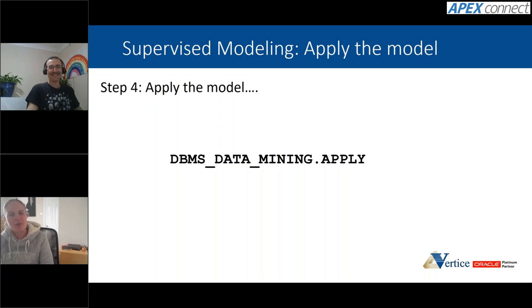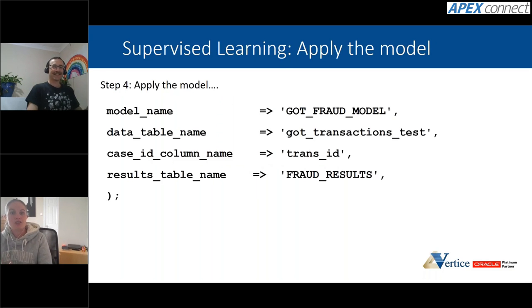Yeah. So once we've got that, we want to apply what it's learnt onto our test data to see how well it does. So we use the DBMS apply, and we say use the model GOT fraud model, the transaction test table this time. Again, the case ID is transaction ID, and we're going to ask it to put all of its results into the fraud results table. Okay, all right. So that's pretty easy, right? So we just inserted a couple of rows, ran a couple of functions, and we're data scientists now? We're data scientists.